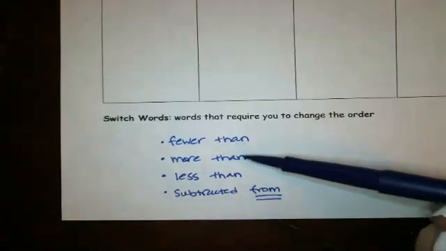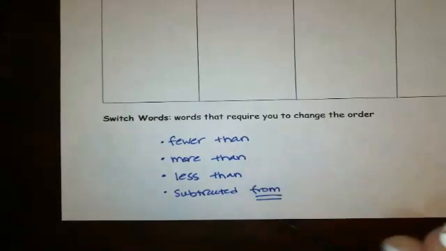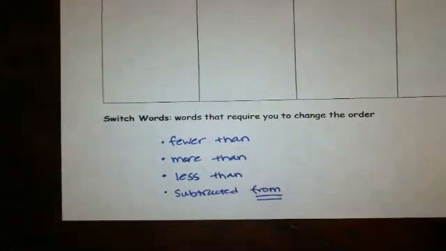So whenever you see these phrases, fewer than, more than, less than, from, okay, those need to be indicators in your brain. So when you see it, you go, wait, what do I have to do here? Okay, think. And that's when you have to switch the order because they're switch words.